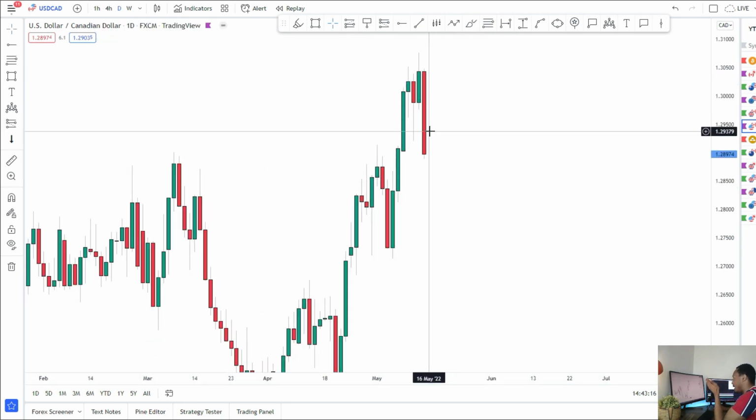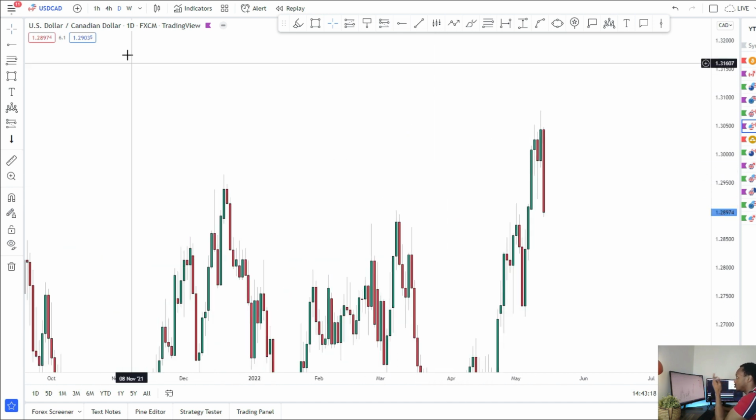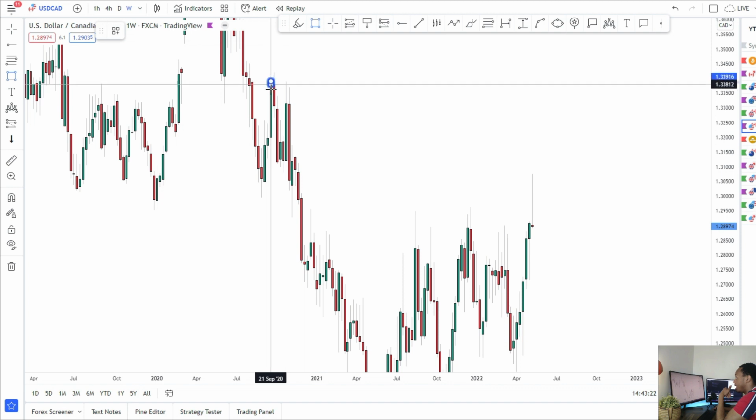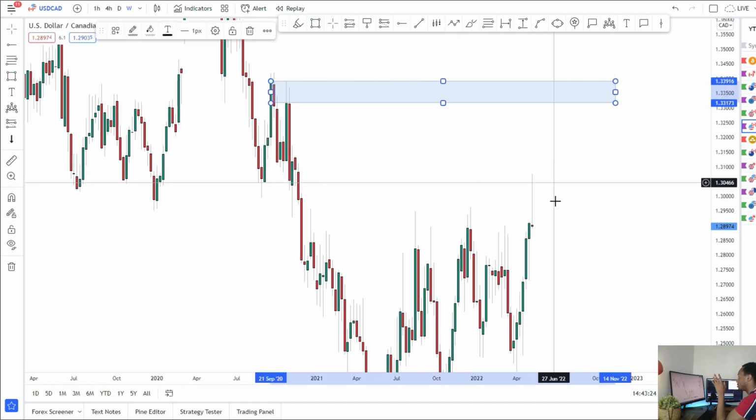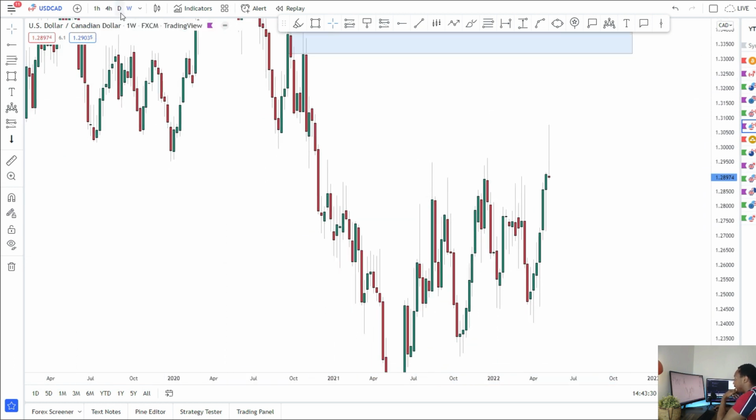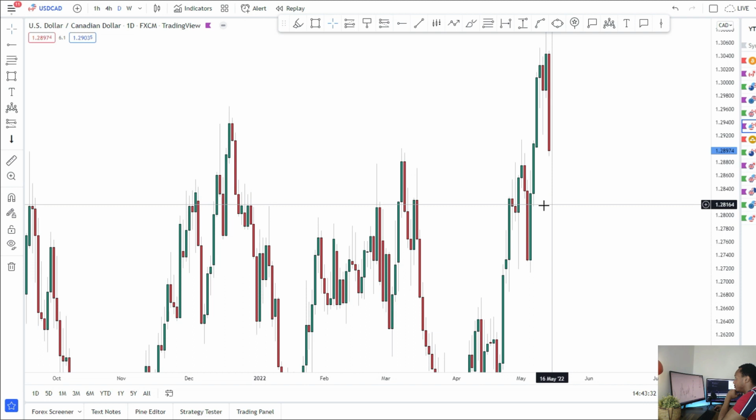But nothing has changed to my overall bias for USD CAD. I'm still bullish on this pair, looking for some more upside. I do have some higher targets than the level we just hit, mainly at these areas here. Long term again, it might take 3, 4, 5 weeks to get there, but I do expect us to be heading to those areas, and I'm still expecting more upside for this one.